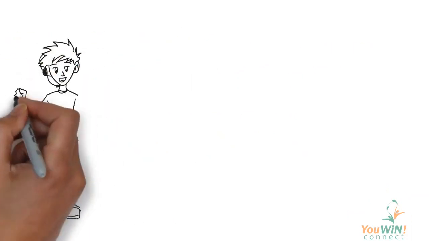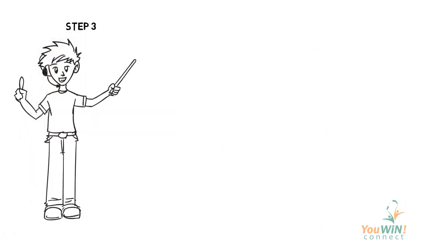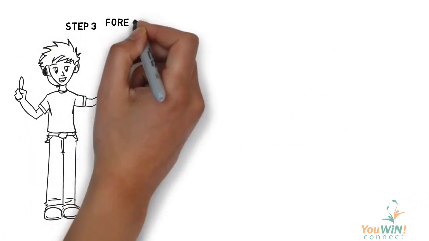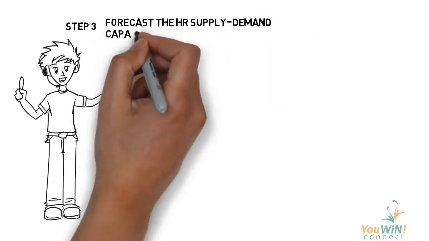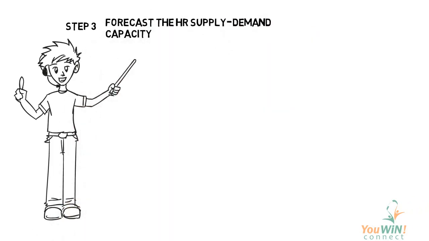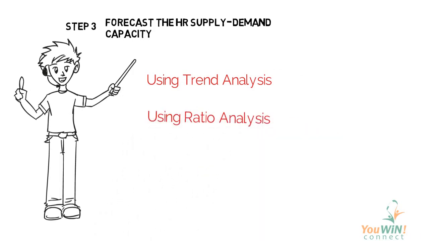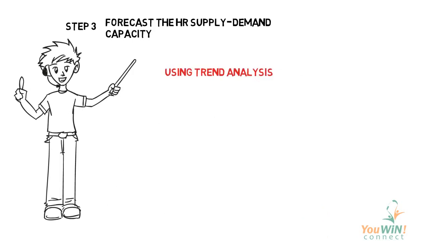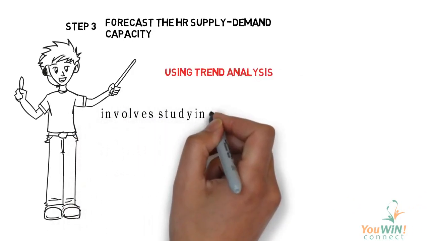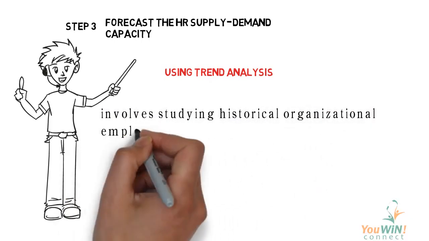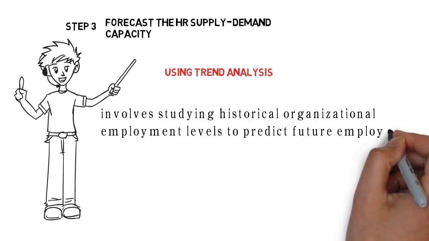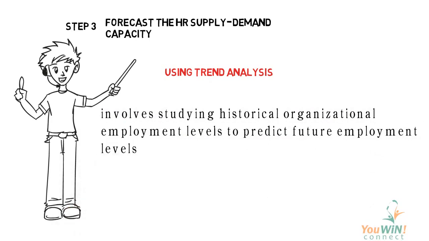When we have done our forecasting, we then go on to step 3, which is to forecast the HR supply-demand capacity. And we'll be looking at 2 methods here. One is using the trend analysis, and the other one is using the ratio analysis. Using the trend analysis involves studying historical organizational employment levels. This is to help you predict what the future employment levels will be.